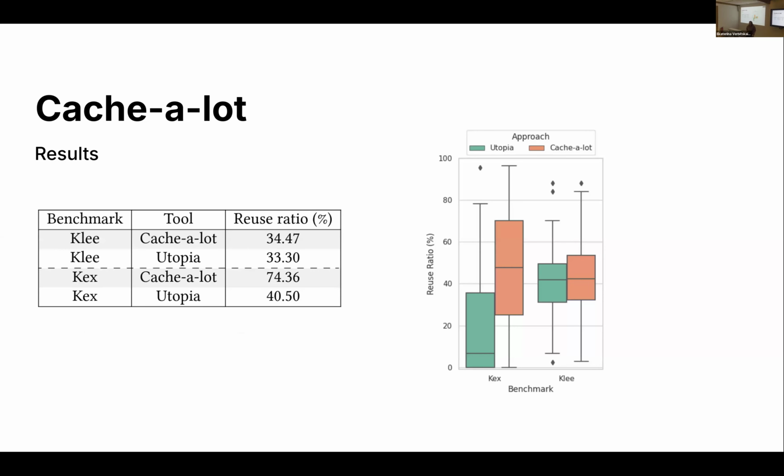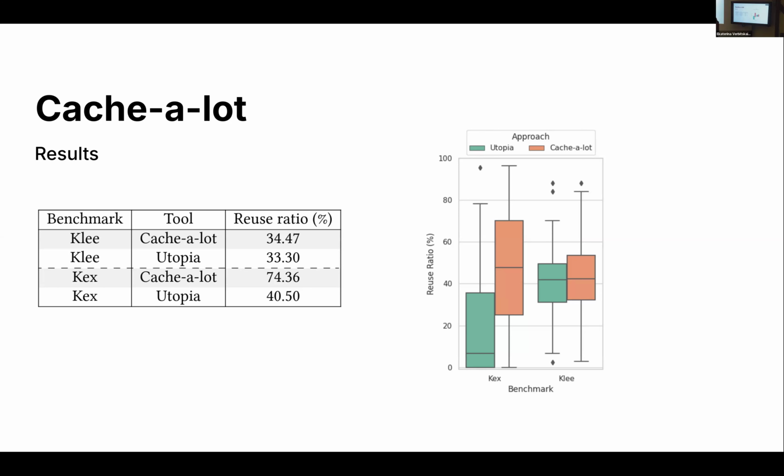And what about results here? We have two benchmarks, Clike and CACs, which are produced by Clike and CACs symbolic engines. One thing that I want to note here is that the CACs benchmark is more complex than the Clike benchmark, because CACs produces more complex formulas, like quantifiers, arrays, etc.